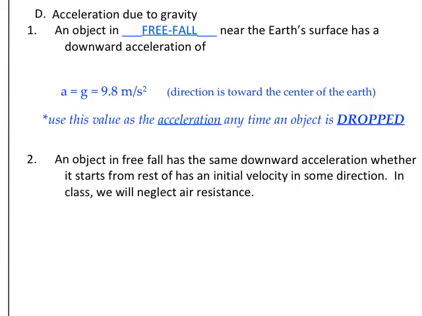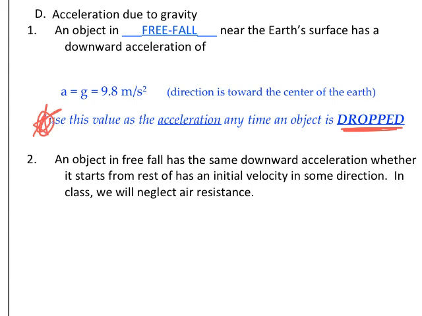And any object that's near the Earth's surface has a downward acceleration of 9.8 meters per second squared. You'll see that written as an A for acceleration, or because it's a special one that's always true near the surface of the Earth, we also can term it as a lowercase g. It's up to you, whichever one you prefer. I'm probably going to use the lowercase g just to let us know that that acceleration is due to gravity. This is a number you will need to memorize, so I did put a little asterisk here for you. You're going to use this value as the acceleration anytime an object is dropped. So that's a key word that you'll look for in our example problems.